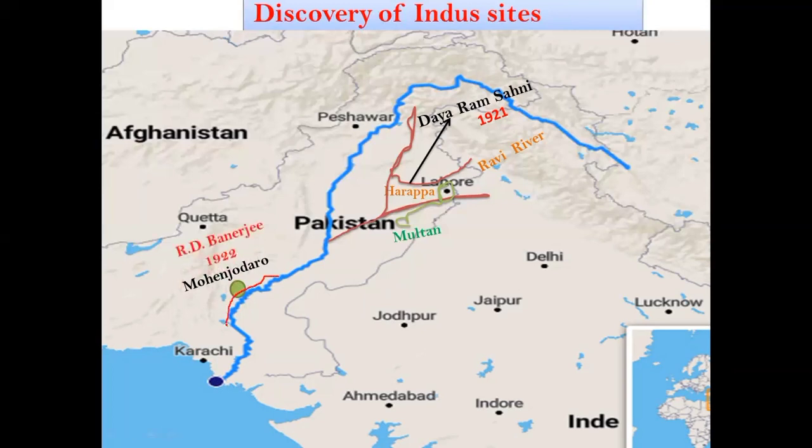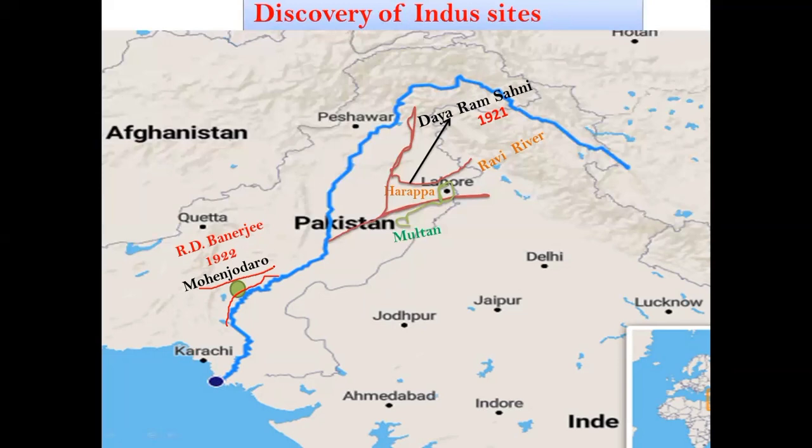Mohenjo-daro was discovered by R.D. Banerjee in the year 1922, and we should keep in mind that Mohenjo-daro literally means Mount of Death, because during the excavations a lot of skeletons and skulls were discovered by the archaeologists. Therefore Mohenjo-daro literally means a Mount of Death, discovered by R.D. Banerjee in the year 1922.